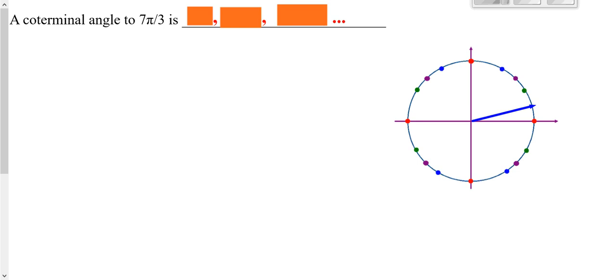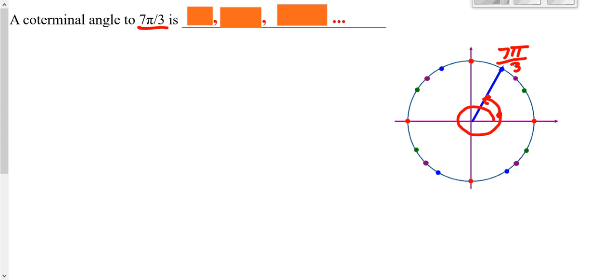Now, coterminal is angles that end up being at the same location. We did this earlier with degrees. Now, 7 pi over 3 is going all the way around once and then going up to here. So just past that. In reality, this should be a little bit farther up. It should be to there, if we draw it correctly. So this is 7 pi over 3.